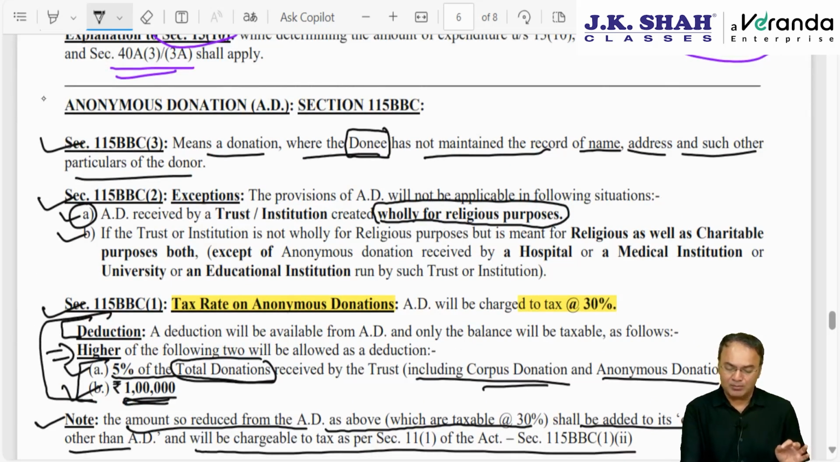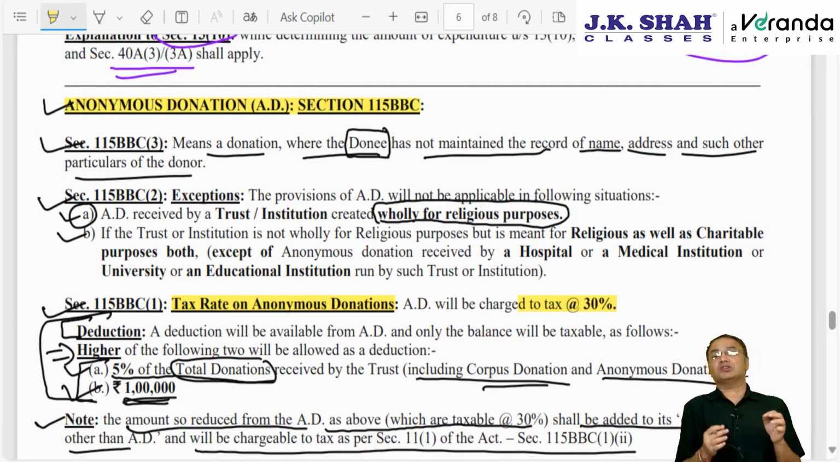Okay, and this is very important. Whenever a question comes on this chapter, you must have seen past exam questions, anonymous donation you will always find in each and every question.